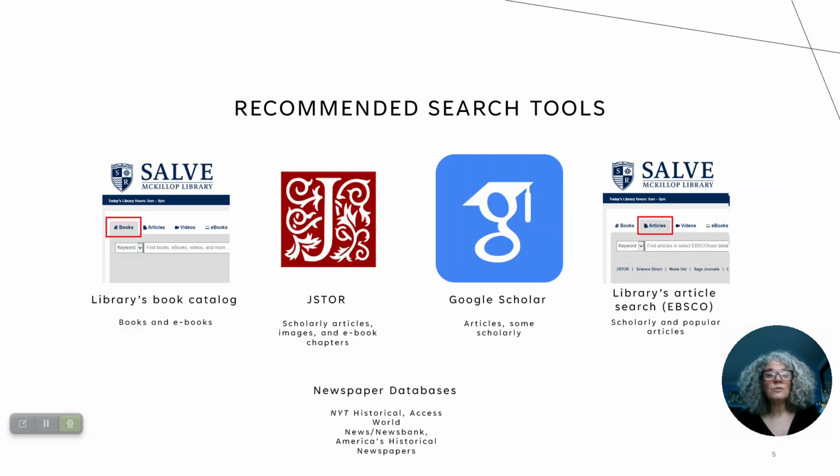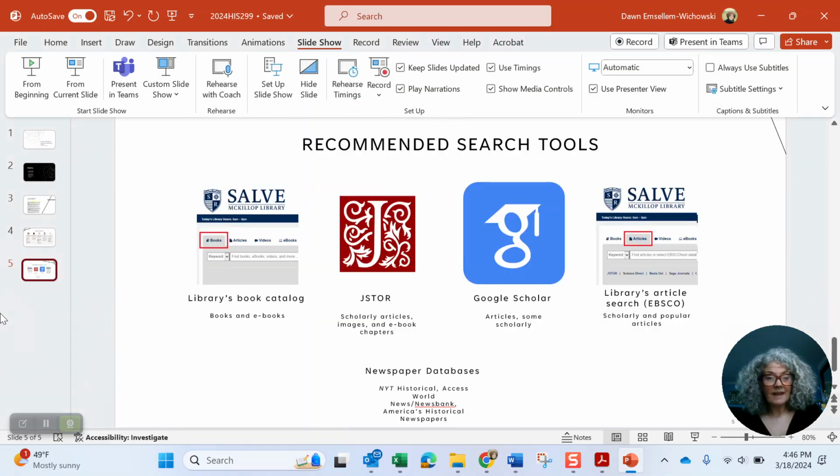And what are these search tools? They're going to be the library book catalog, our journal and ebook database JSTOR, Google Scholar, the library's article search, and some newspaper databases which you may find useful. So with that, let's jump into the library's homepage.